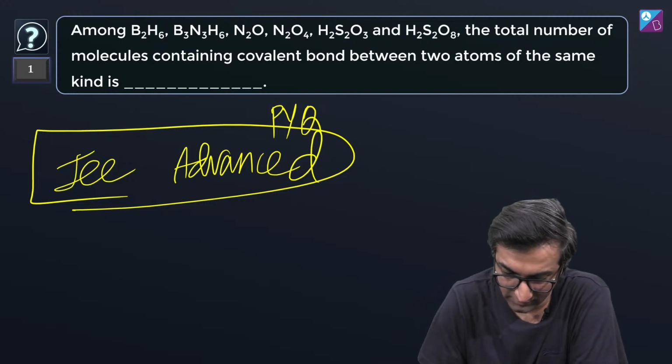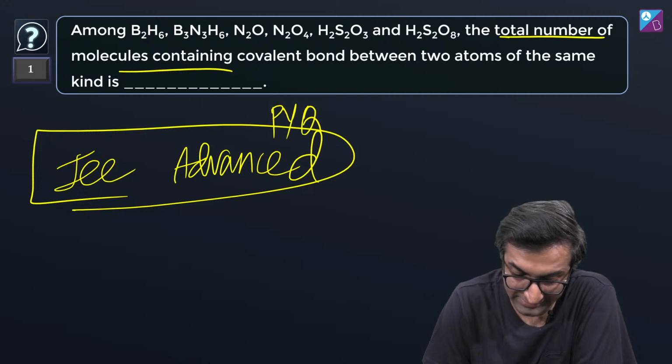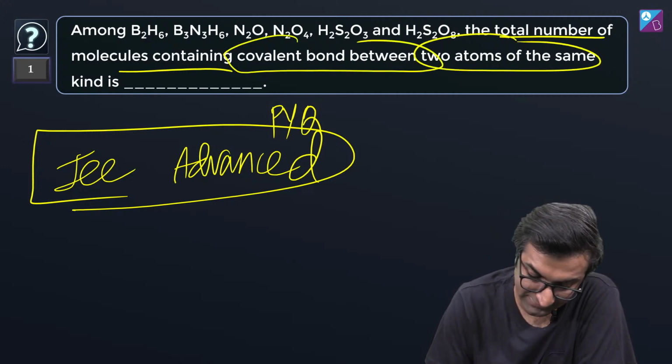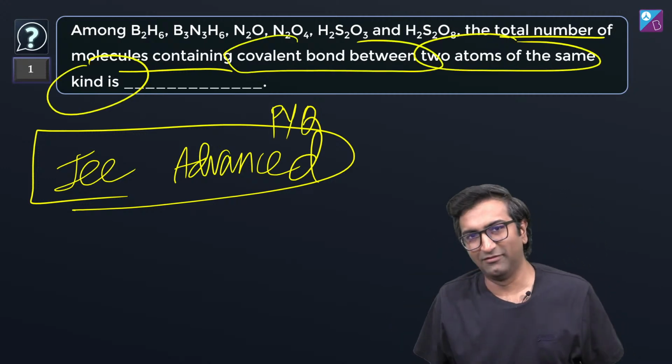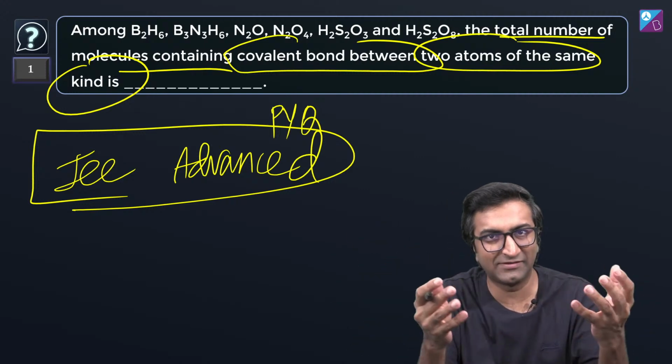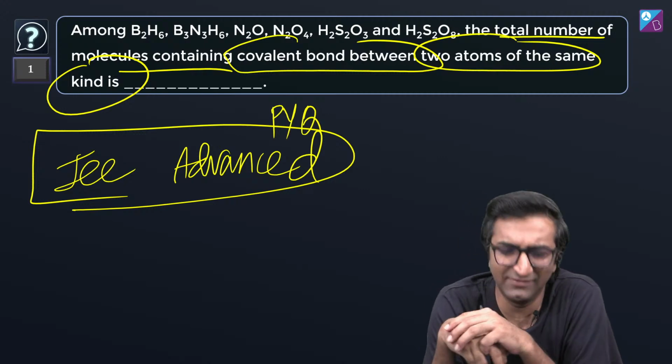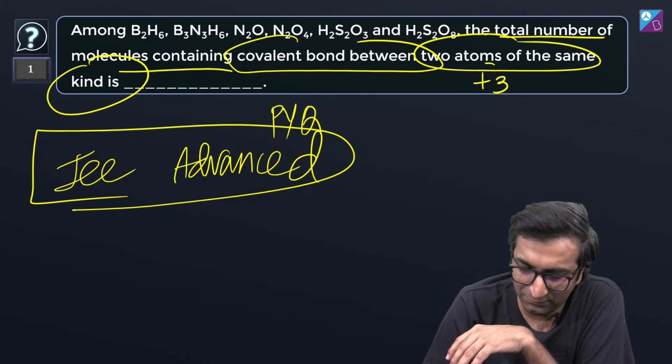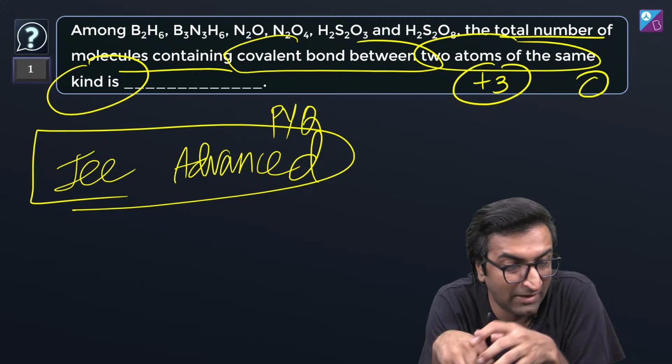So you've got all of these. Total number of molecules containing a covalent bond between two atoms of the same kind. This is very likely to come in. Even if it's not a PYQ, there's a high chance of such questions coming. It's +3, -1, or +3, 0, right? Numerical entry, there is +3, 0, but anyway, don't guess either way.